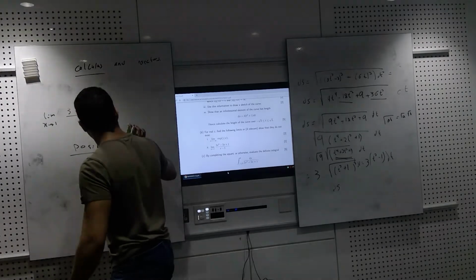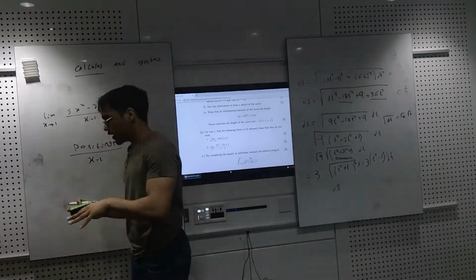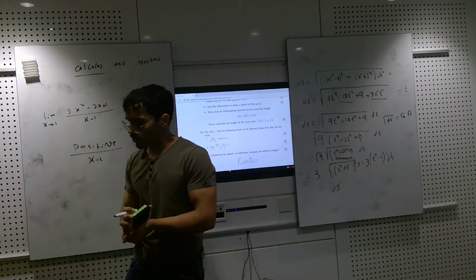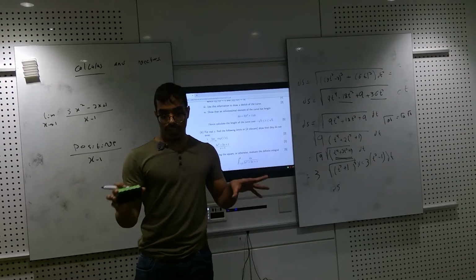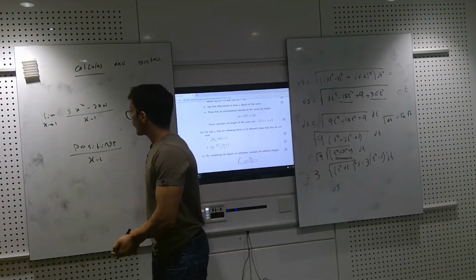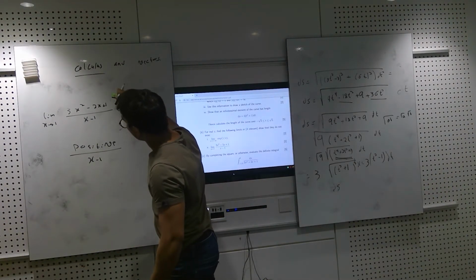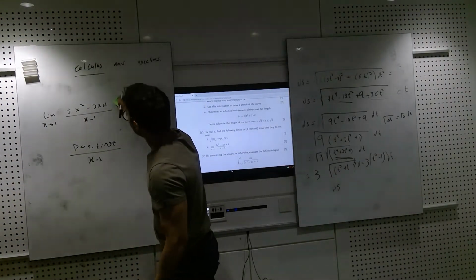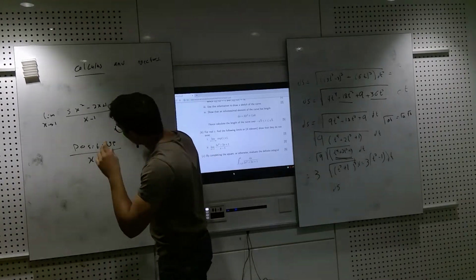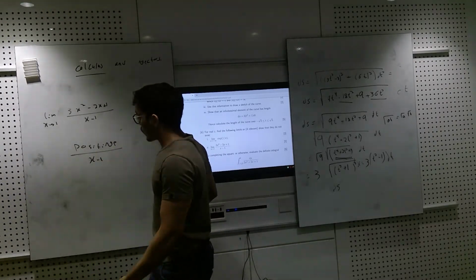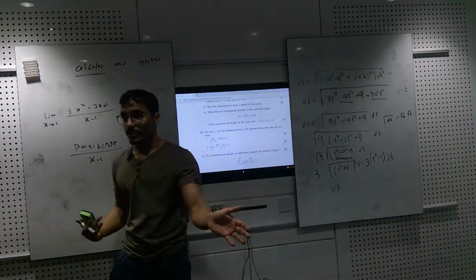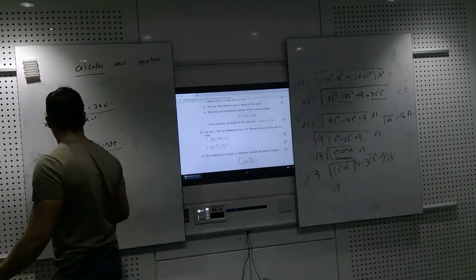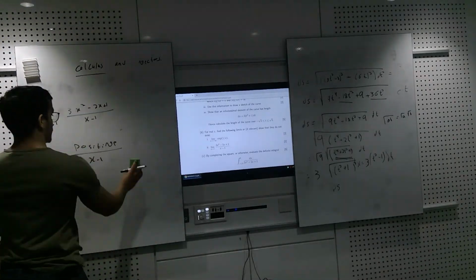Whenever there's something like this, think this way: is it 0 over 0? No. So you can't use L'Hopital's rule. You can't differentiate the top and bottom and take the limit. It's not 0 over 0. The numerator is always a positive number, way greater than 0. So positive divided by x minus 1: if you come from the left-hand side, which means less than 1, it will be negative. From the right-hand side, it will be positive. So the limit does not exist.